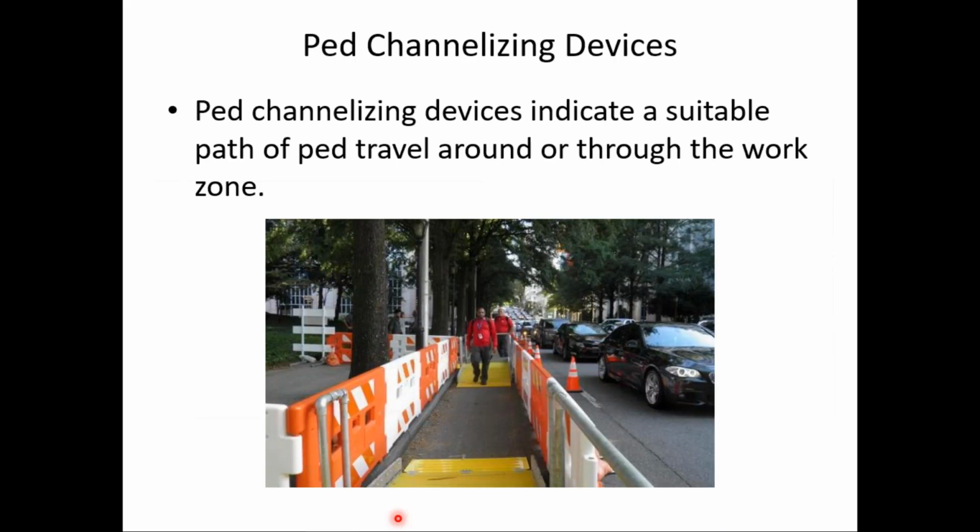So that was edging. Next category is pedestrian channelizing devices. And these are devices like you see here in the photograph that indicate to pedestrians, including the visually impaired, a suitable path of travel either through or around the work zone.